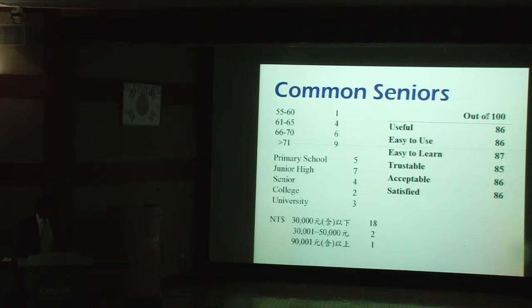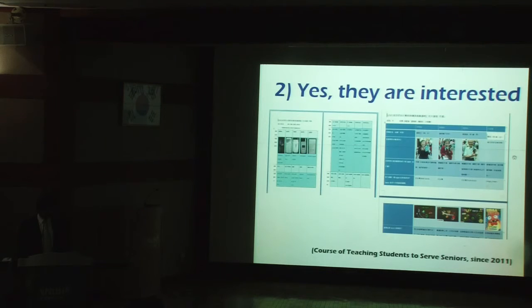They give the scores out of 100 in terms of useful, easy to use, easy to learn, trustable, acceptable, satisfied, around 85. So that result comes quite good. So this is our second result. That means if we provide them good solutions, they are okay with that.